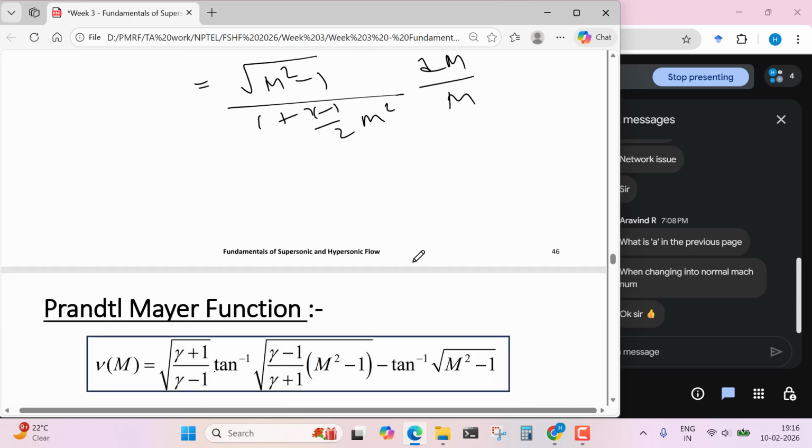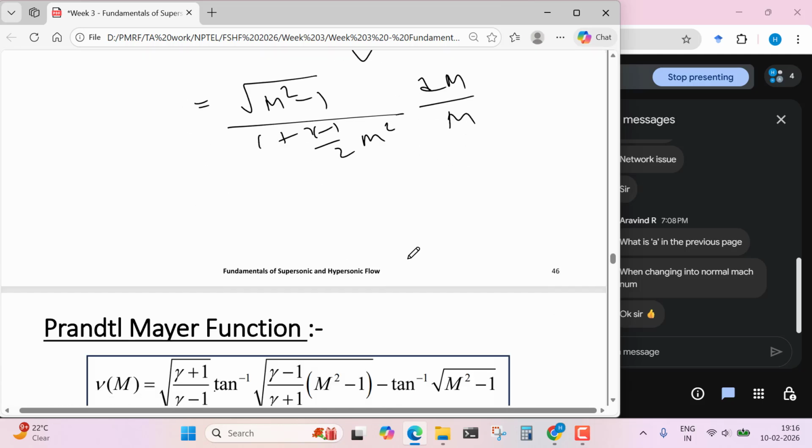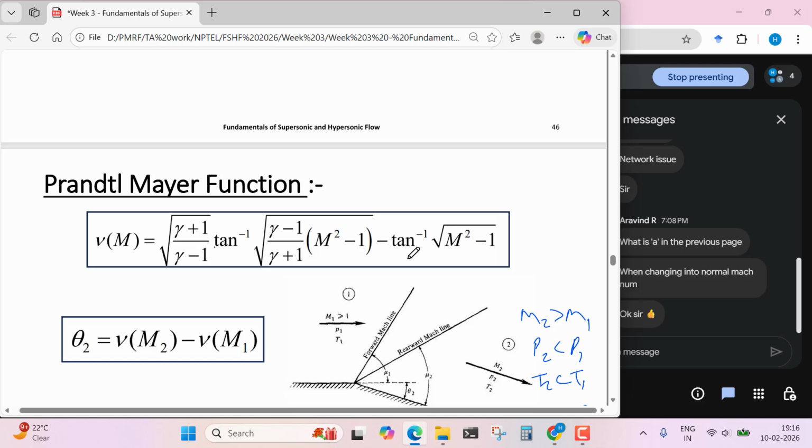And using this relation, there is one Prandtl-Meyer function given by nu of m equal to under root (gamma plus 1) upon (gamma minus 1) times tan inverse under root (gamma minus 1) upon (gamma plus 1) times (m square minus 1), minus tan inverse under root (m square minus 1). And theta 2, the turn angle here, is given by nu of m2 minus nu of m1.